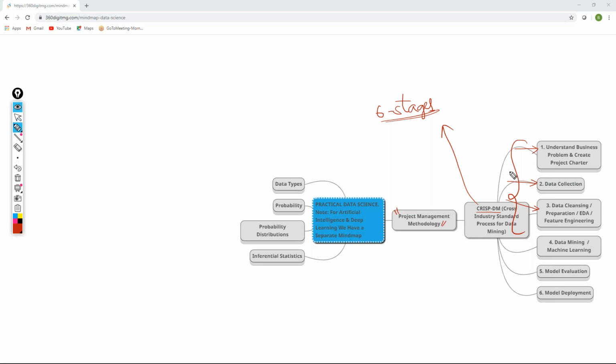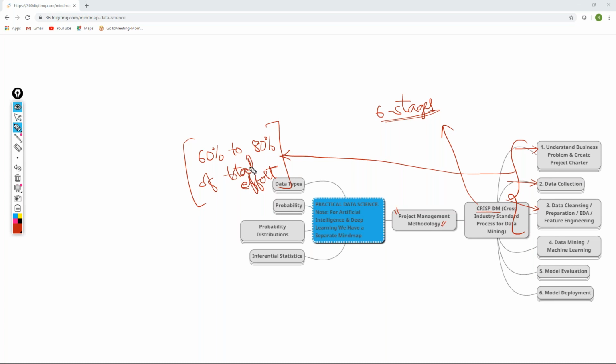These 3 steps put together should consume 60% to 80% of the total effort. 60 to 80% of the total effort should be spent on these first 3 steps. If you're spending less than this, that means you're not focusing on these steps. That is all it means.